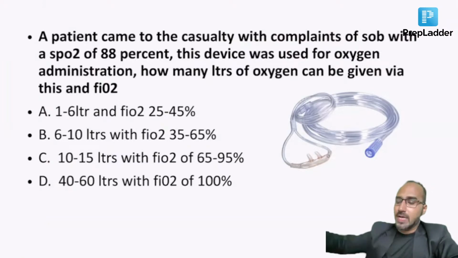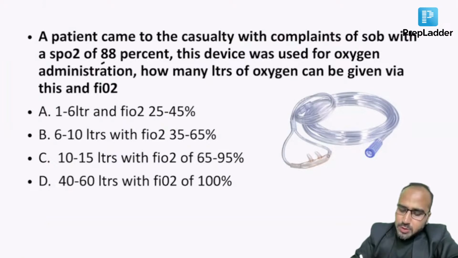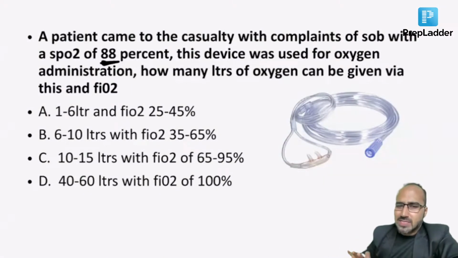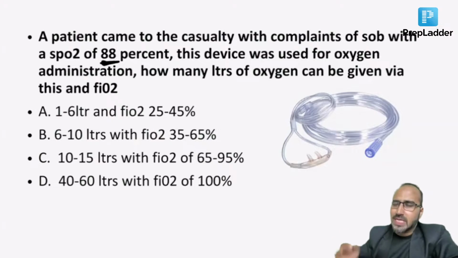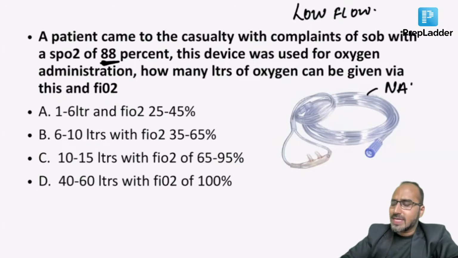What is this device? First of all, when a patient comes with a saturation, remember, with this we can come to know that the patient's oxygen saturation is 88%. His respiratory pattern is still stable only. When the respiratory pattern is stable and the patient is not having much desaturation, we can go for a low flow oxygen device, and the first low flow oxygen device that we use is called the nasal cannula.